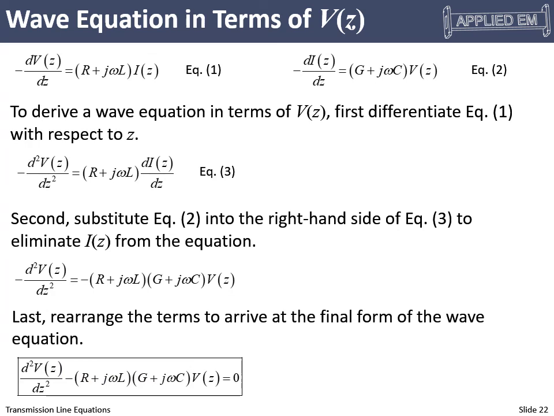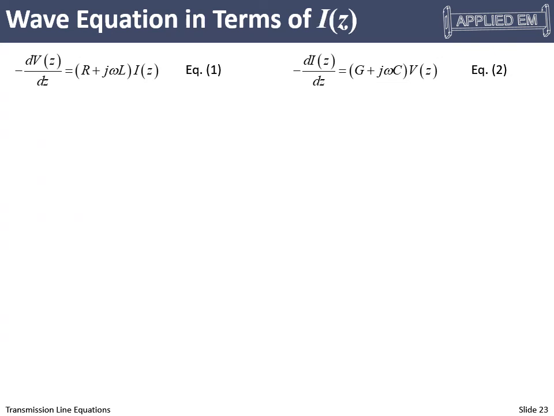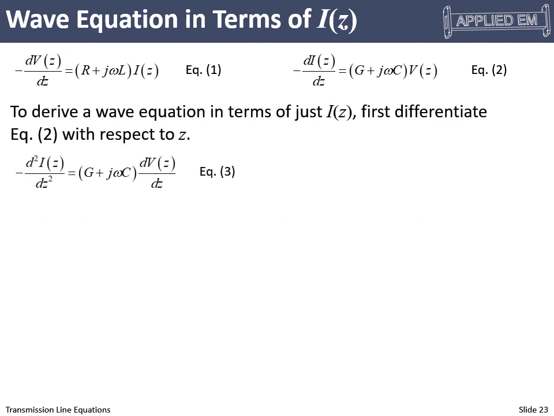We can do this again to derive a wave equation in terms of the current instead of voltage. Let's go ahead and do that. So now we start with equation 2. We differentiate it with respect to z. So we get a second order derivative with respect to z on the left and a first order derivative with respect to z on the right. Well, our first equation gives us an expression for that first order derivative in z. So we can plug that expression in here.